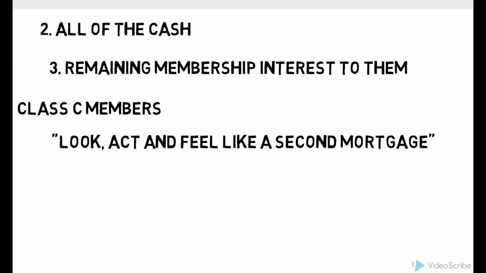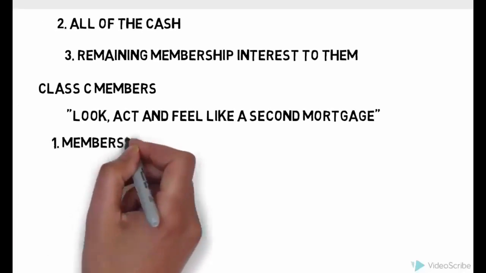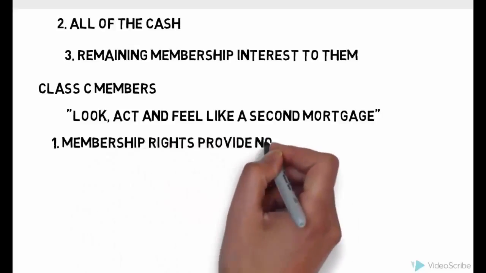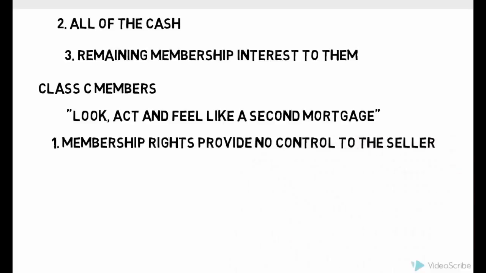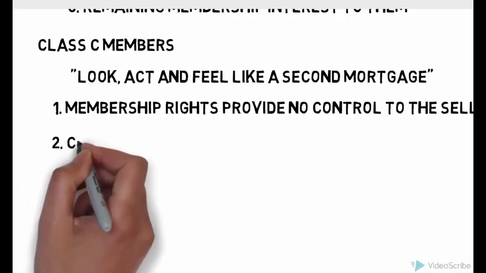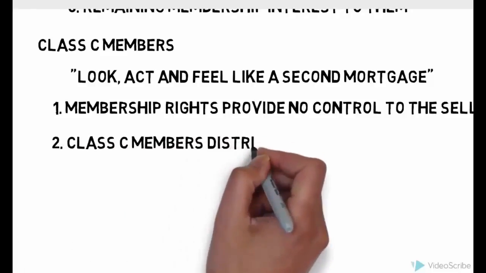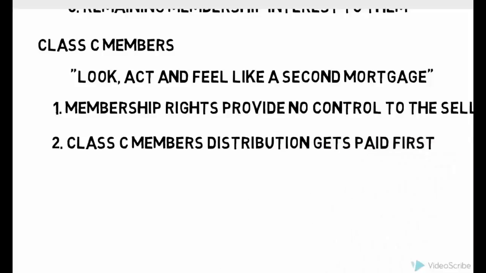The membership rights to this class will provide him with no control whatsoever over the property. He has no voting rights whatsoever. He does not say what happens to that deal. Okay? That's number one. Number two is that his distributions get paid first. In other words, you, as members of this LLC, will not see a dime out of this deal until he gets paid first. Kind of like a mortgage.